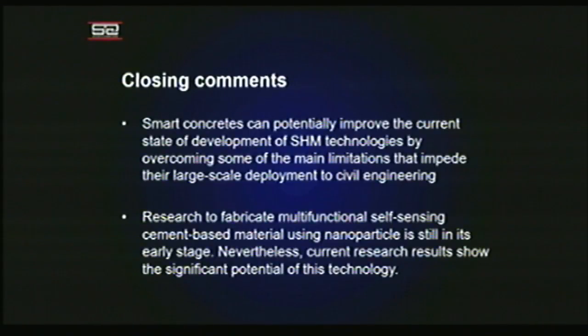Research to fabricate multifunctional, I'm talking about multifunctional, it has its own meaning. You can look into several literatures, you will get to know the definition of it. Because of time constraint, I'm not able to explain more. Research to fabricate multifunction self-sensing cement-based materials using nanoparticles is still in the early stage. It has been implemented in academics and put in prototype projects, but it's not put on real structures yet. It's still in the experimental stage.